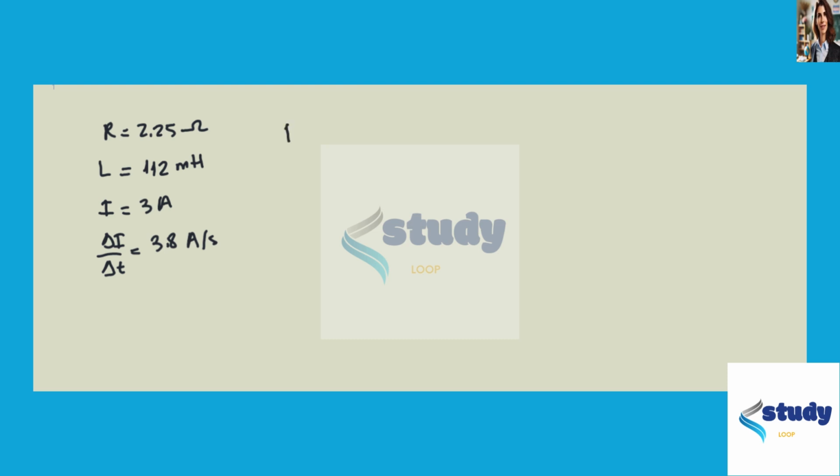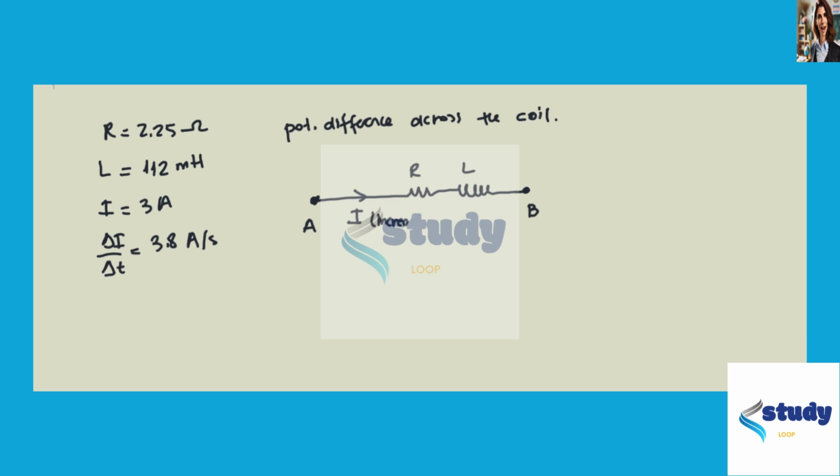So potential difference across the coil. I am going to ask you to imagine the coil as just a separate resistor, R, and an inductor, L. Let's label this point as A, and this point as B, and assume that the current is going towards the right and it's increasing. The rate is given to us here.